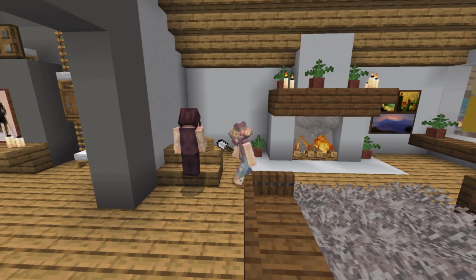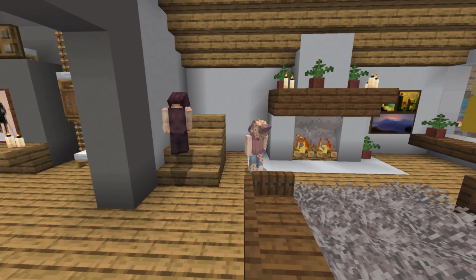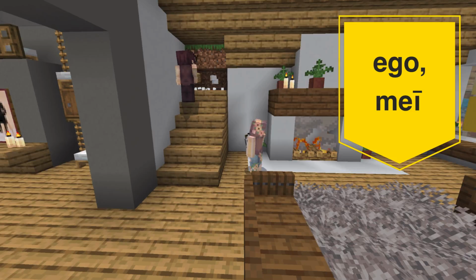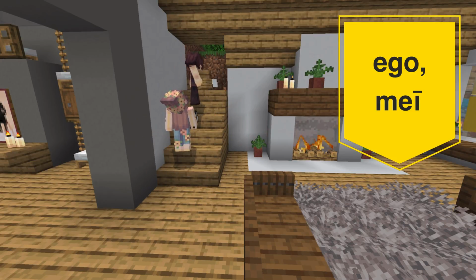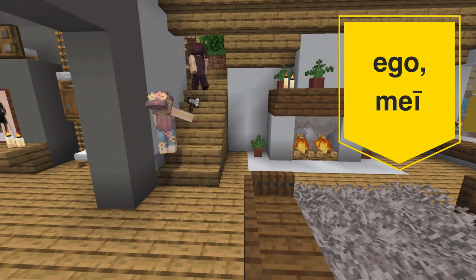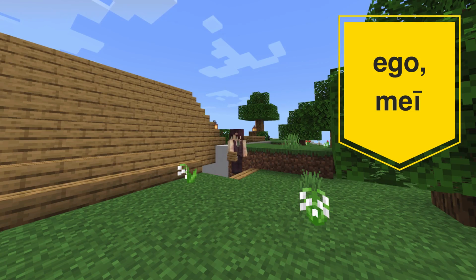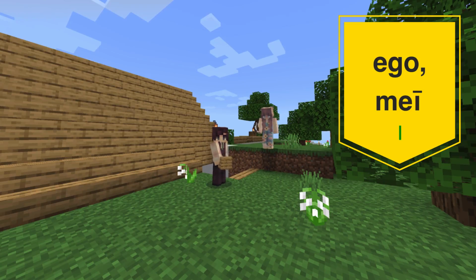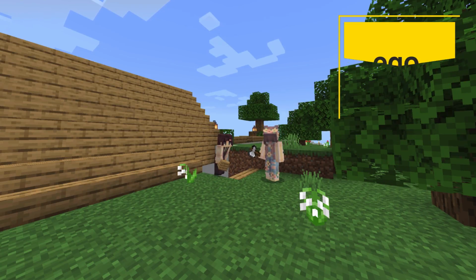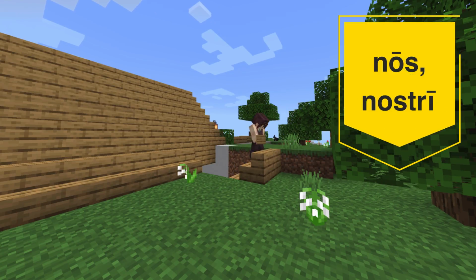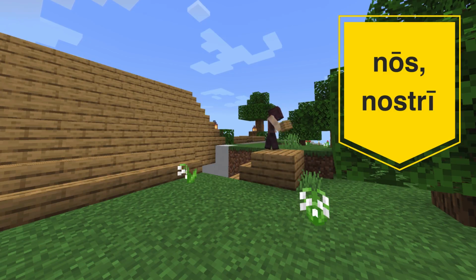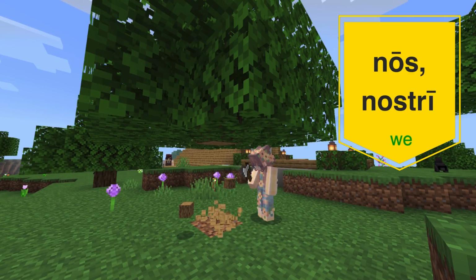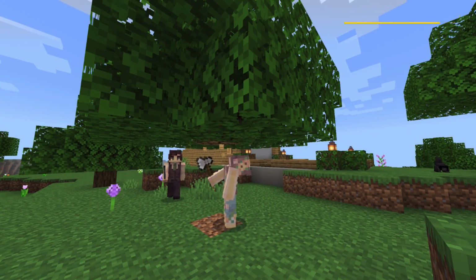Moving into pronouns. And our first pronoun we come across is this one, ego, mei. If you think of egotistical, which has to do with yourself, and me, you can kind of see that in the word. This word means I. It's a first person singular pronoun. And then we have nos, nostri. This one's just the plural of the last word. It means we, or us.